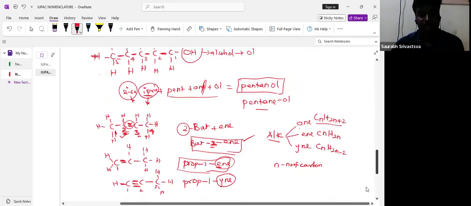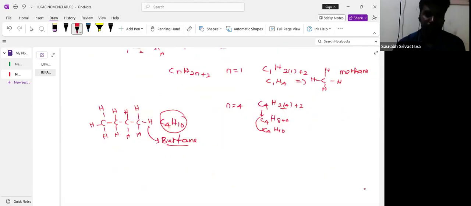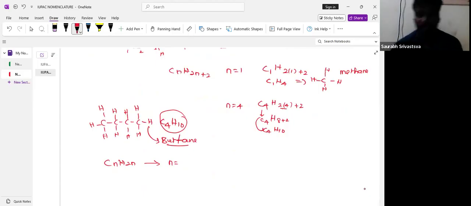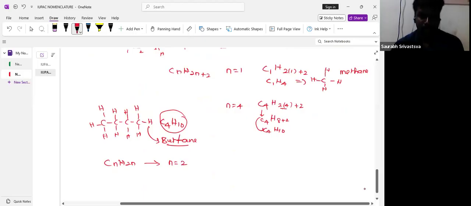Suppose it is alkene, ENE, they would have given that. Then what is the general formula? CnH2n. You should write CnH2n. For example, the n value you should not add as 1, you should add more than 1. That means we keep the n value as 2. If it is 2, then C2H2 multiplied with 2, that means C2H4.